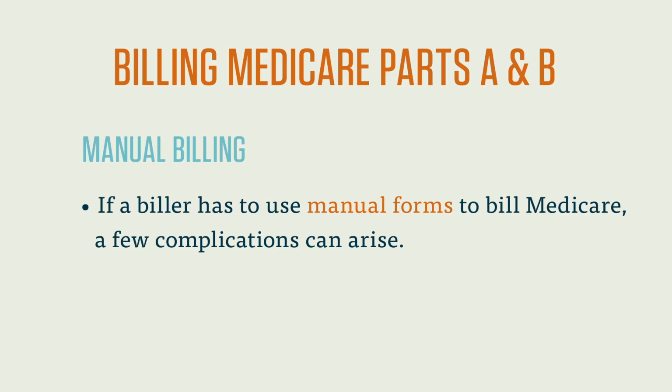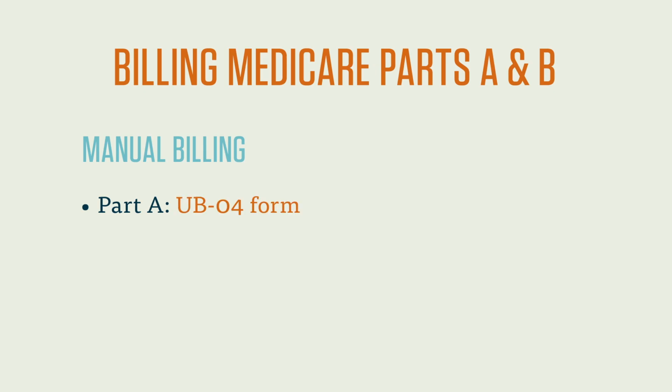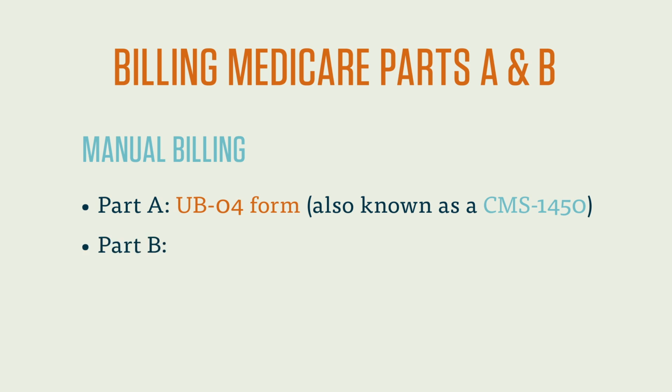If a biller has to use manual forms to bill Medicare, a few complications can arise. For instance, billing for Part A requires a UB-04 form, which is also known as a CMS 1450. Part B, on the other hand, requires a CMS 1500. For the most part, however, billers will enter the proper information into a software program and then use that program to transfer the claim to Medicare directly.